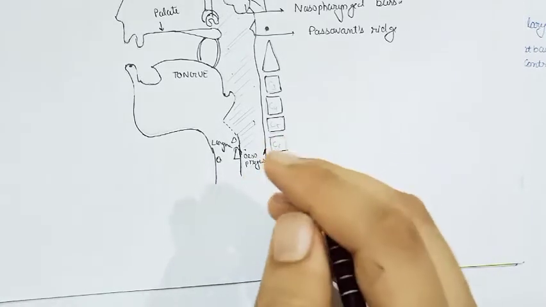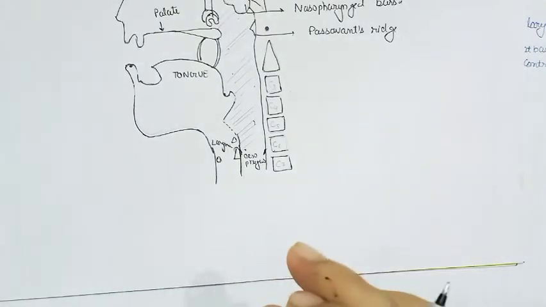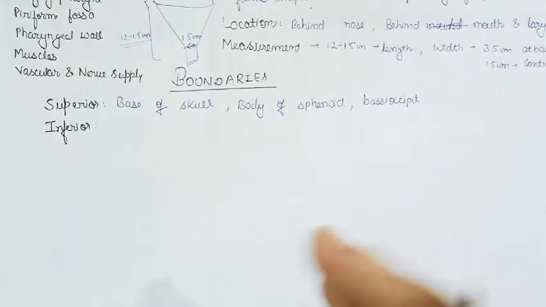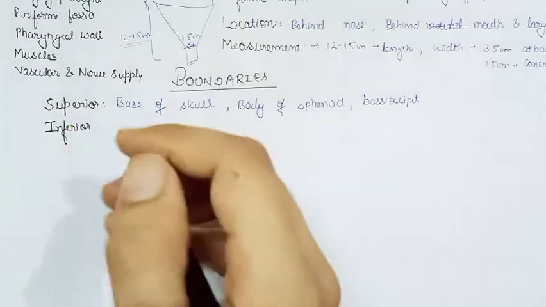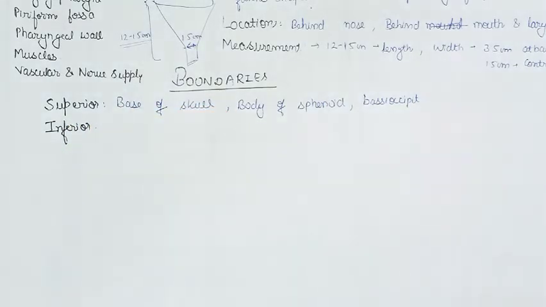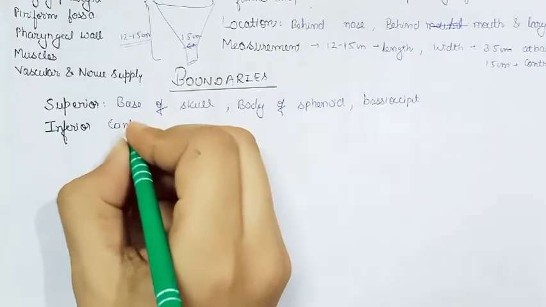There is a constriction present which is called the pharyngoesophageal constriction. This constriction constitutes the lower boundary of the pharynx, which is called the pharyngoesophageal constriction, or you can simply say inferiorly it is continuous with the esophagus.